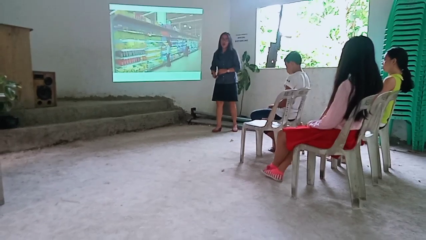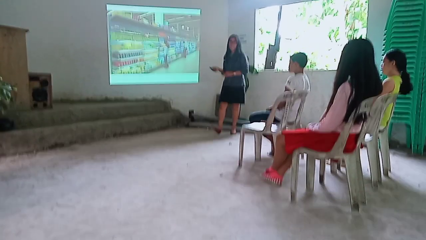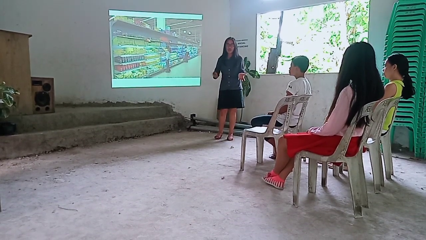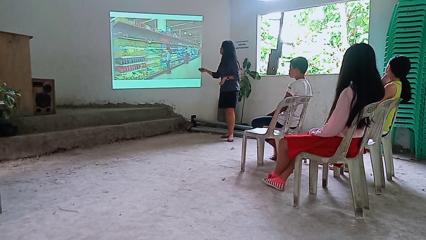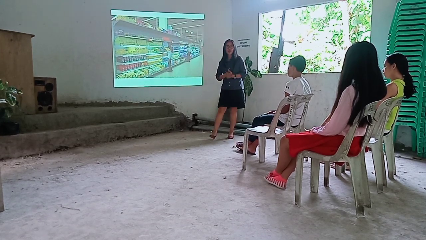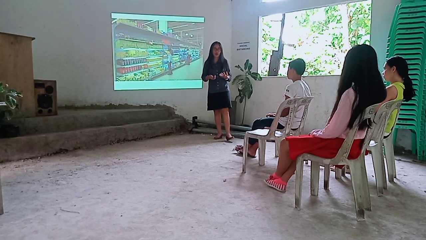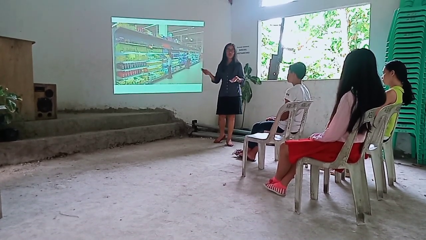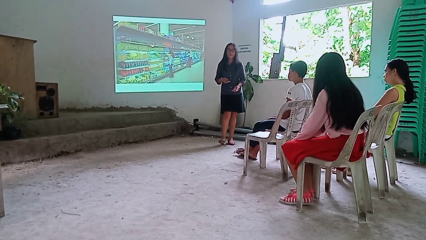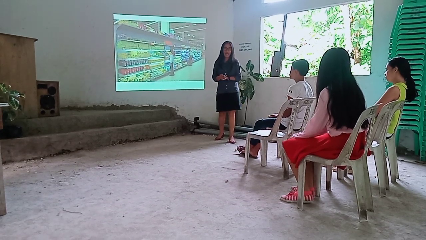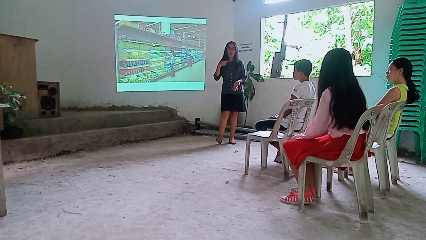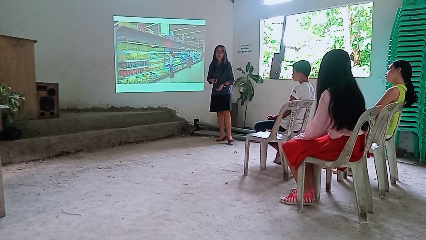Okay, so what do you think is the nature of the business? Merchandising. Okay, very good. It's a merchandising business. So who owns this business? Okay, businessman. Assuming your parents are the owners of the business, how do you think your parents were able to acquire those things inside the grocery store? Or supposedly, your parents' money is not enough to buy them. So where do you think your parents get the money? Okay, so maybe they get a loan from the bank.